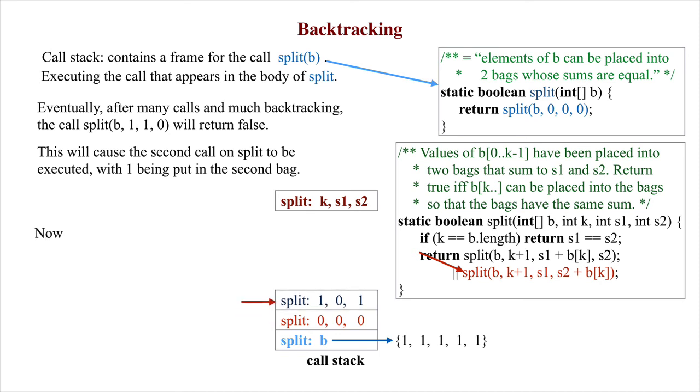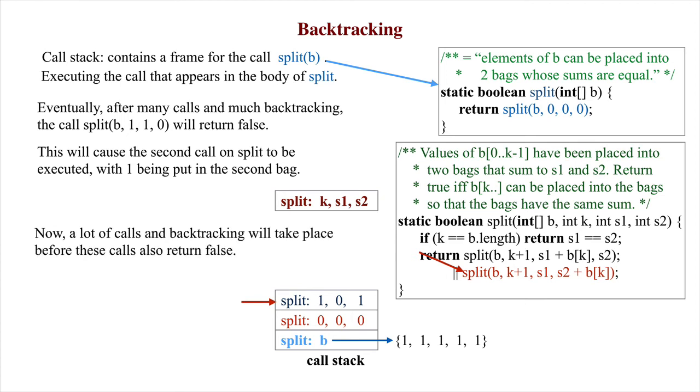Now a lot more calls and backtracking will take place before the call split b000 returns false.